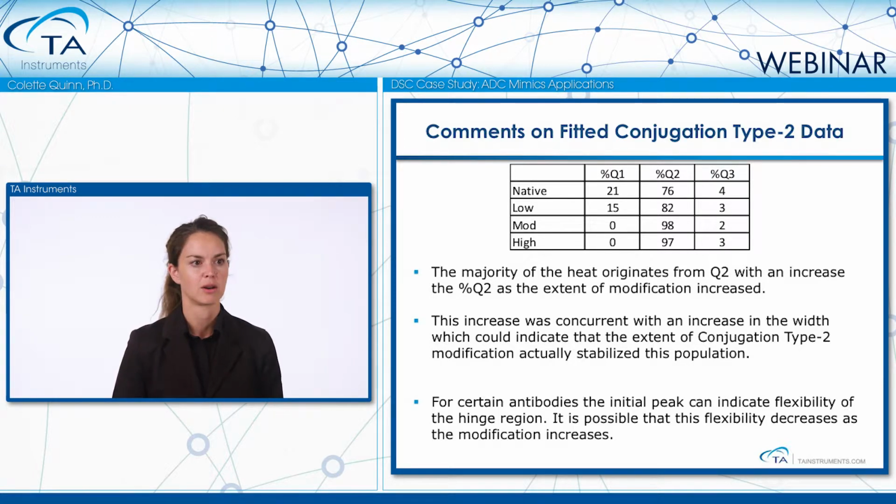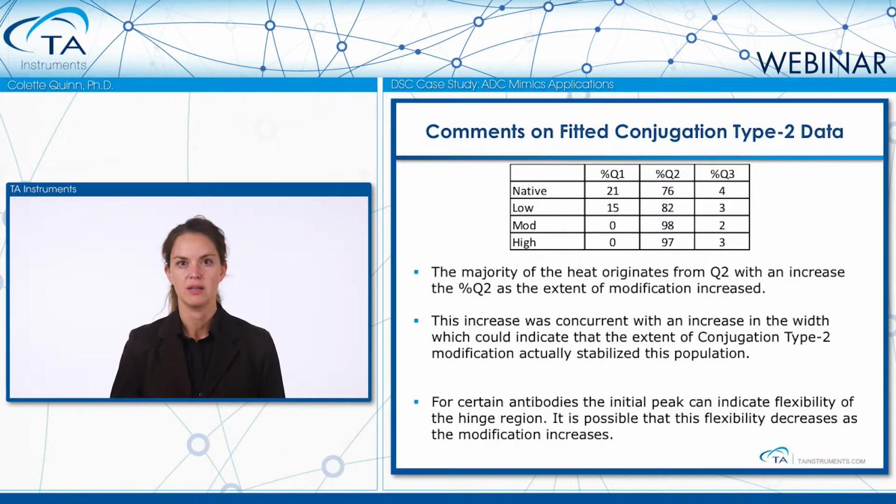This increase was concurrent with an increase in the width, which could indicate the extent of the conjugation of the type 2 modification actually stabilized this population. So they all started to come in very narrow, with similar energies and similar stabilization. For certain antibodies, the initial peak can indicate flexibility of the hinge region. It's possible that this flexibility decreases as the modification increases.